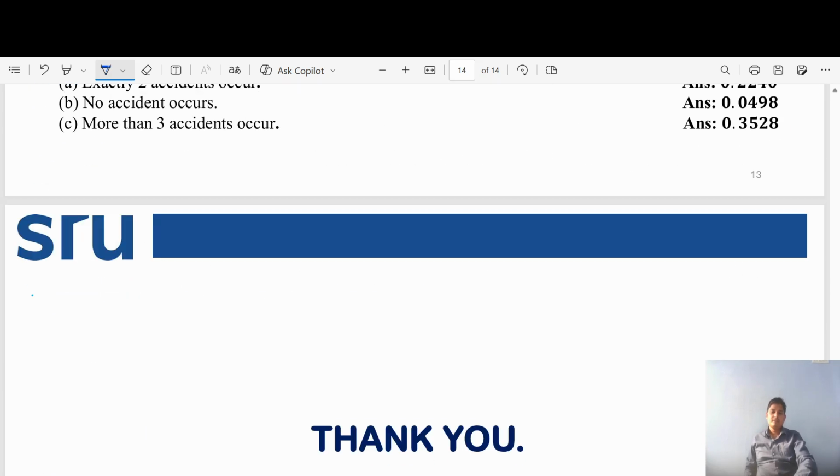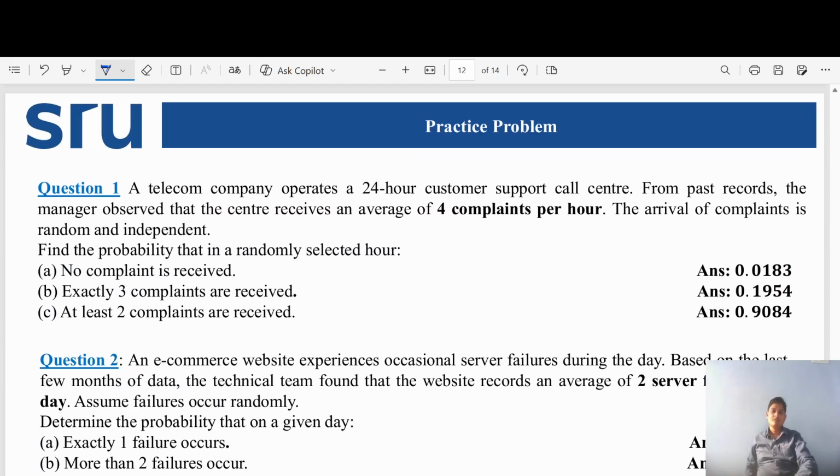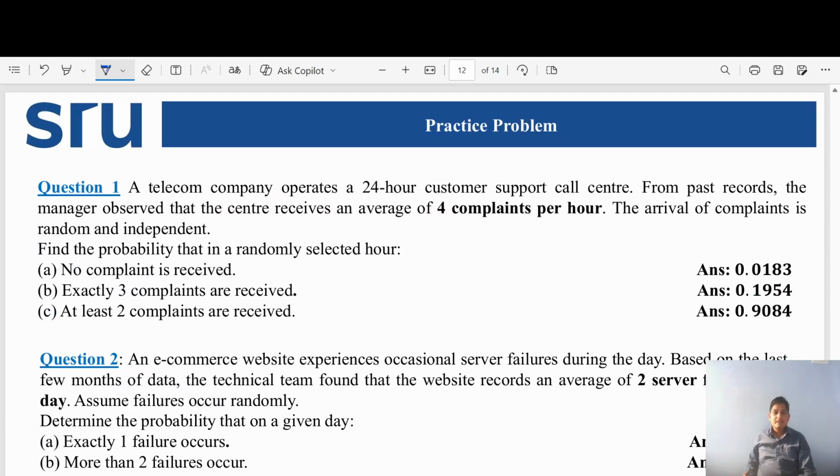Now there are some practice problems, we just solve them. A telecom company operates a 24 hours customer support call center. From past records, the manager observed that the center receives an average of 4 complaints per hour. So lambda is 4 complaints per hour. No complaint is received means P(X=0).